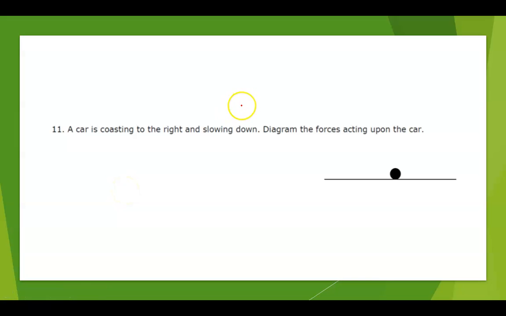And a car is coasting to the right but slowing down. Okay, we've got a force of gravity, we've got a normal force, and these are about equal and opposite. Now, the car is moving this way, and so friction is going this way. Now it's coasting, so we don't have any sort of pull or push going this way, so no force to the right, even though it's moving to the right, but it's slowing down to the left, caused by friction.